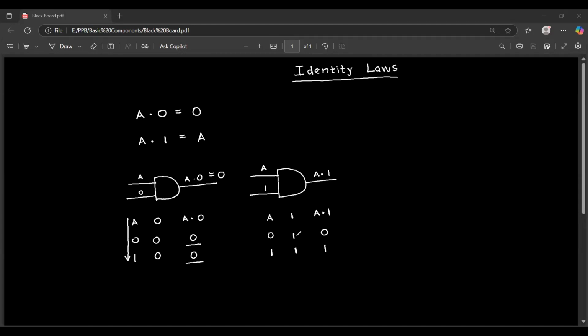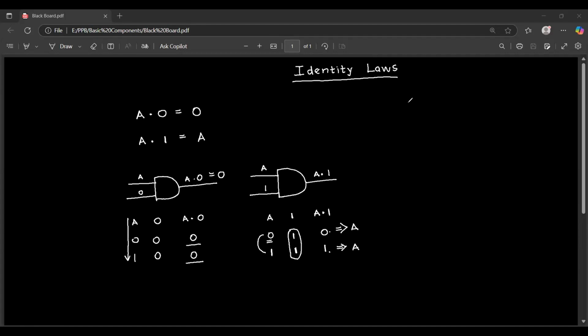So if you have 1 as one of the AND inputs, the other input decides whether you get the output as 0 or 1, and it is actually that signal that we are using. So this one represents A, and this one represents A. Why? The only thing that is changing here is A, and according to A, the output is changing. So this is the first set of identity laws where we use the AND gate.